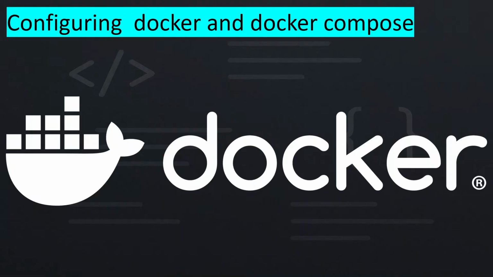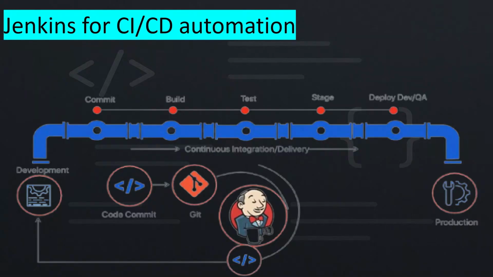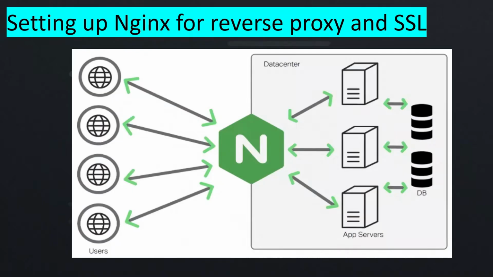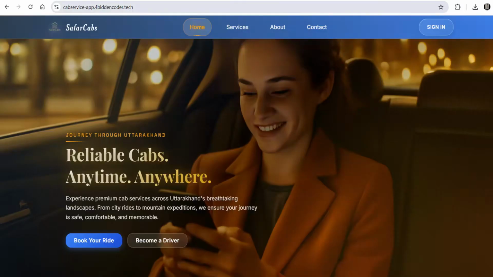configuring Docker and Docker Compose for our GCP VM and our application, then Jenkins for CI/CD pipeline and automations purpose. Then we will set up Nginx for reverse proxy SSL, and finally we will host it live with our custom domain. So by the end of this video, you will have a production ready deployment pipeline for your own full stack app. So let's get started.